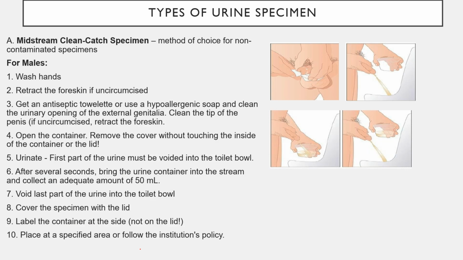Open the container, urinate, and have the first part voided into the toilet bowl. Then, after several seconds, bring the urine container into the stream and collect 50 ml. Void the last part in the toilet bowl. Cover the specimen with the lid. Then, label the container at the side and not on the lid. Place at a specified area or follow institutional policy. That's how you would collect a midstream clean catch, class. It is very important that you wash your genitalia first before collecting.